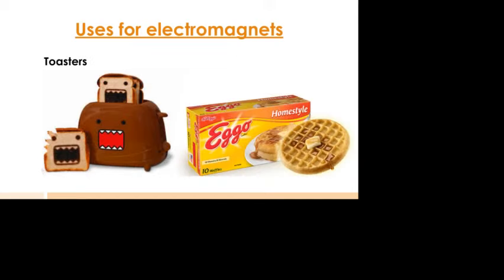Electromagnets can also be used for toasters. So when you push down the handle of your toaster, it's being held in place by an electromagnet. When your toast is done, the electromagnet turns off, the handle pops up, and up pops your toast, or, if you want, a delicious Eggo waffle, just like Eleven likes.